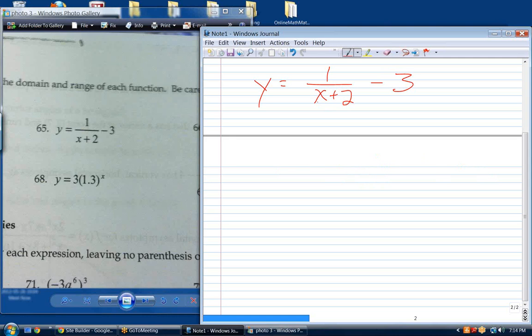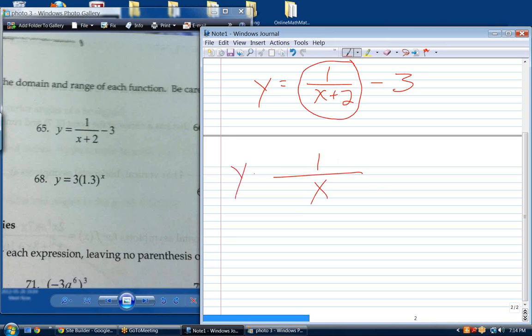Okay, so that's domain. Now range, a little trickier. Again, range is always harder to figure out than domain. Domain is generally pretty easy. You just have to figure out what x can't be. But range, not so much. Let's talk about this expression. In fact, let's talk about this for starters.